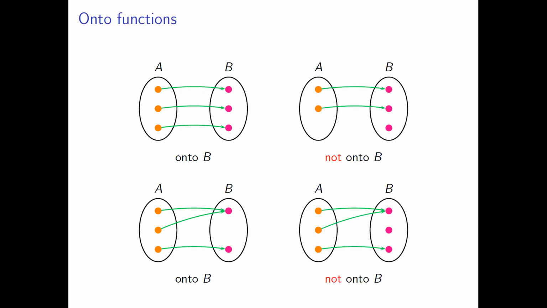The two functions on the right are not onto B because in each of them, there is an element in B which has no pre-image.